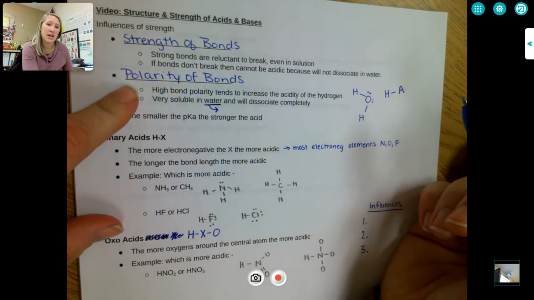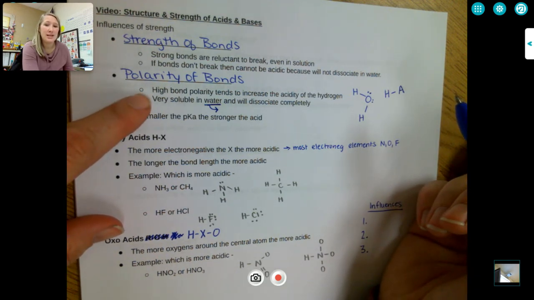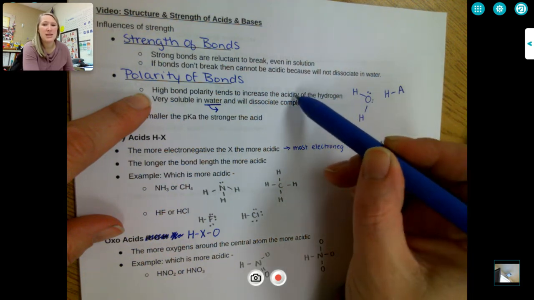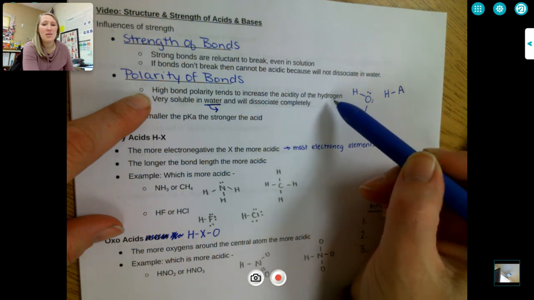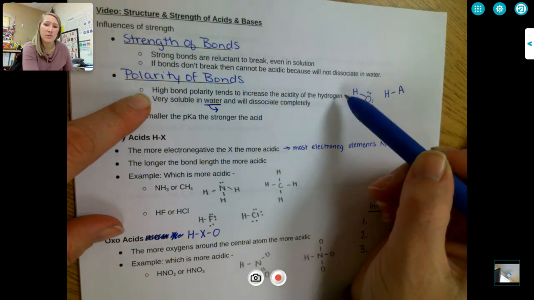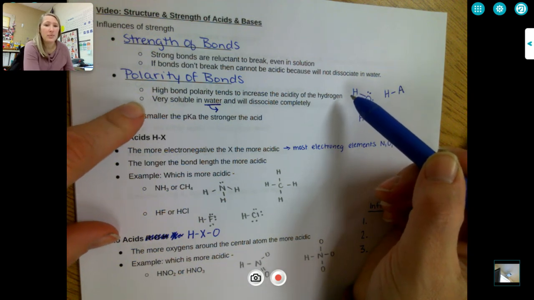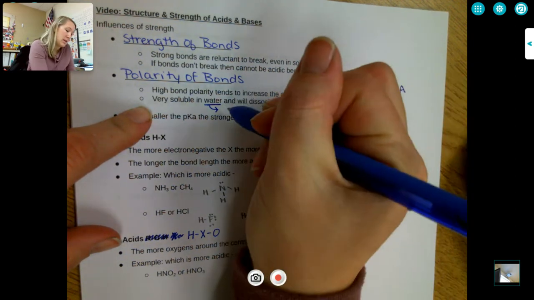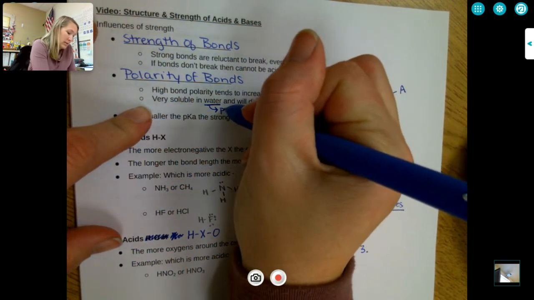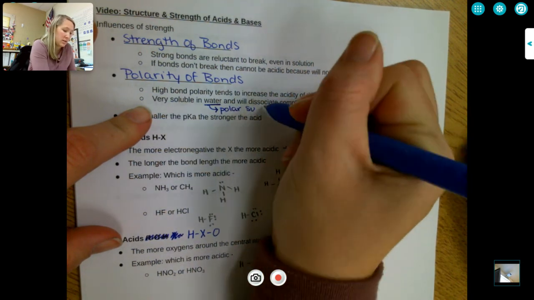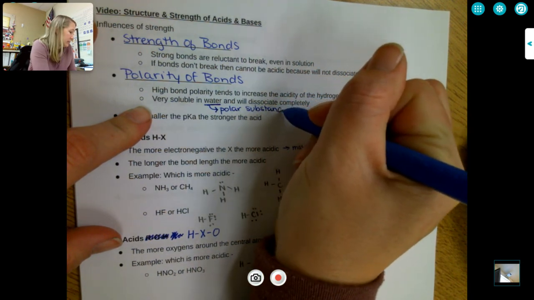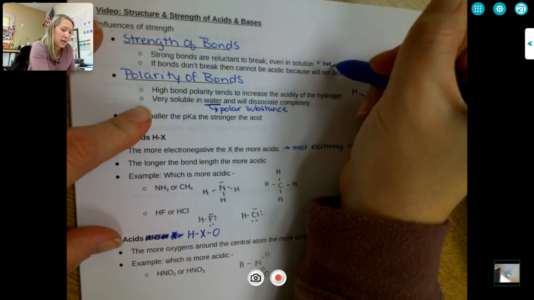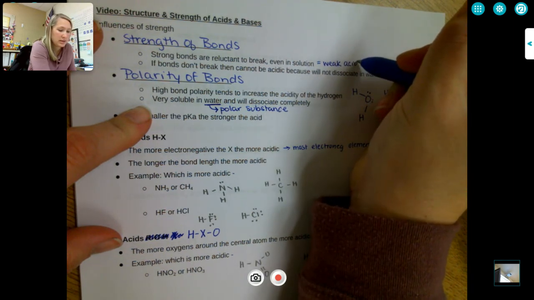The other thing we have to look at is polarity of bonds. If a bond has a high polarity, that tends to increase the acidity of the hydrogen. And that means that it tends to increase the ability of the hydrogen ion to dissociate or break off from our acid. We find that acids that are very soluble in water will dissociate completely. And this makes sense because water is a polar substance, and we know that like dissolves like. So strong bonds are reluctant to break even in solution. This makes for a weak acid or base.